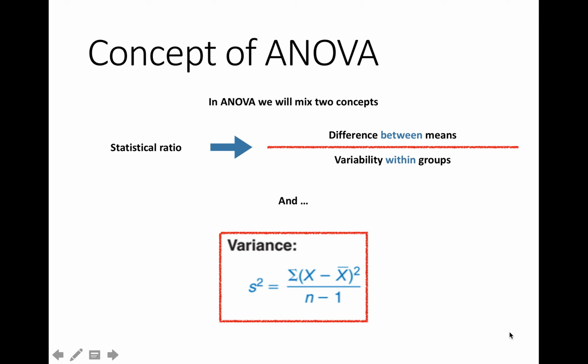As I told you, for the concept of ANOVA, you have to mix two concepts that we just studied: the statistical ratio, which is the difference between means divided by the variability within groups, and the variance, which is the sum of squares divided by the sample size.